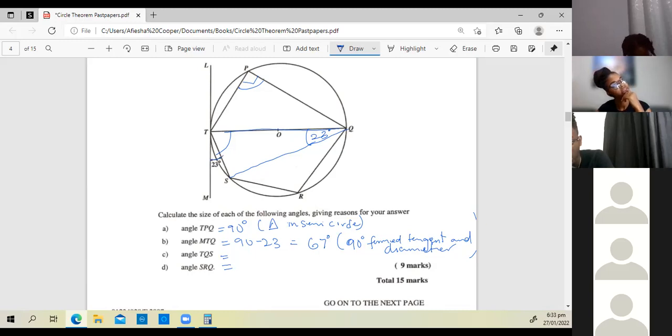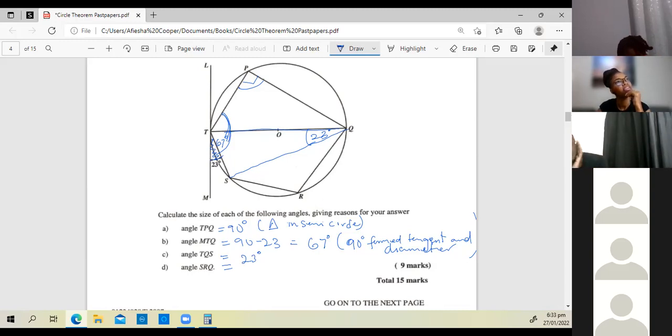Let's see what else we could use. We know that this is 67 degrees. Would it be 90? Yeah, exterior opposite is the best fit. On my paper, I had the angle between the tangent and the chord is equal to the interior opposite angle.